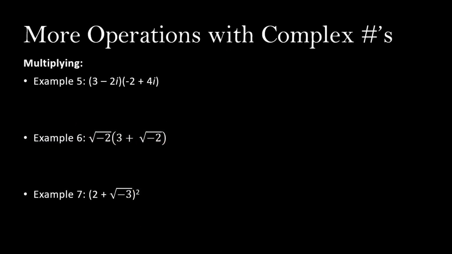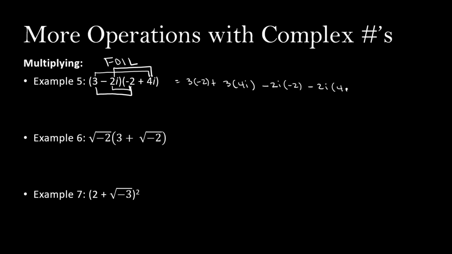Okay. All right, we can also multiply them. So in this first example, example 5, we're going to FOIL, which we remember from algebra class, just means first, outside, inside, last. So my first would be 3 times negative 2. My outside would be 3 times 4i. The inside would be negative 2i times negative 2. And then the last will give me negative 2i times 4i.